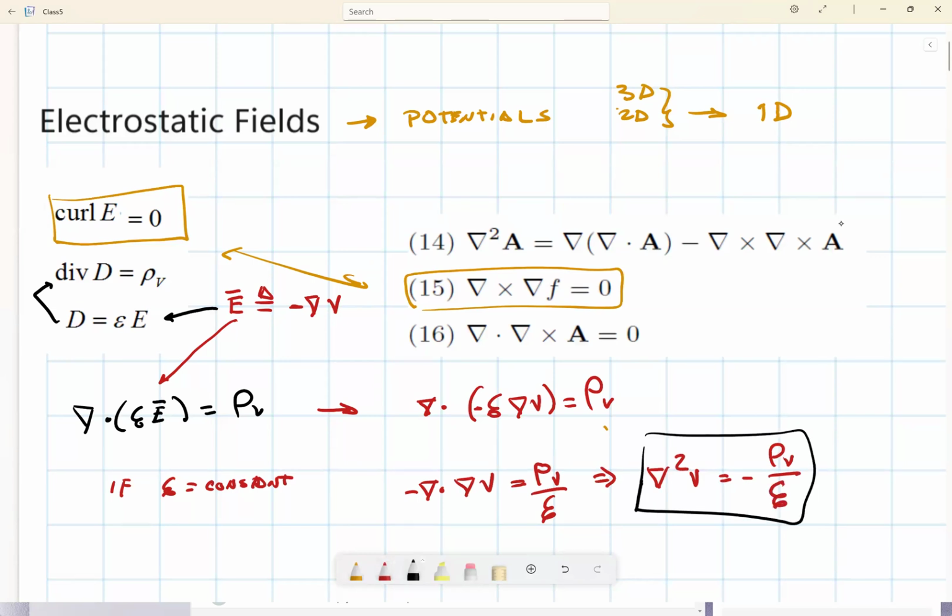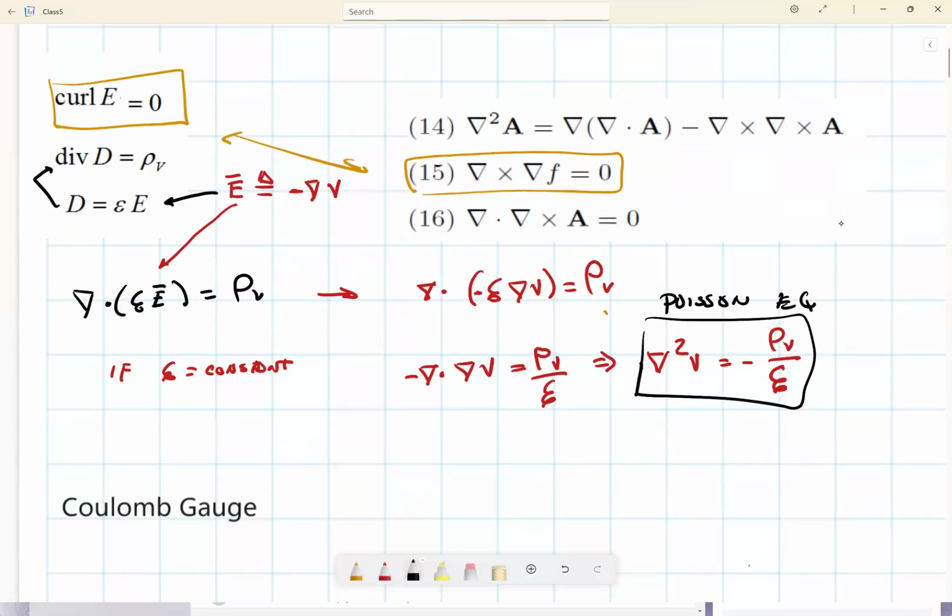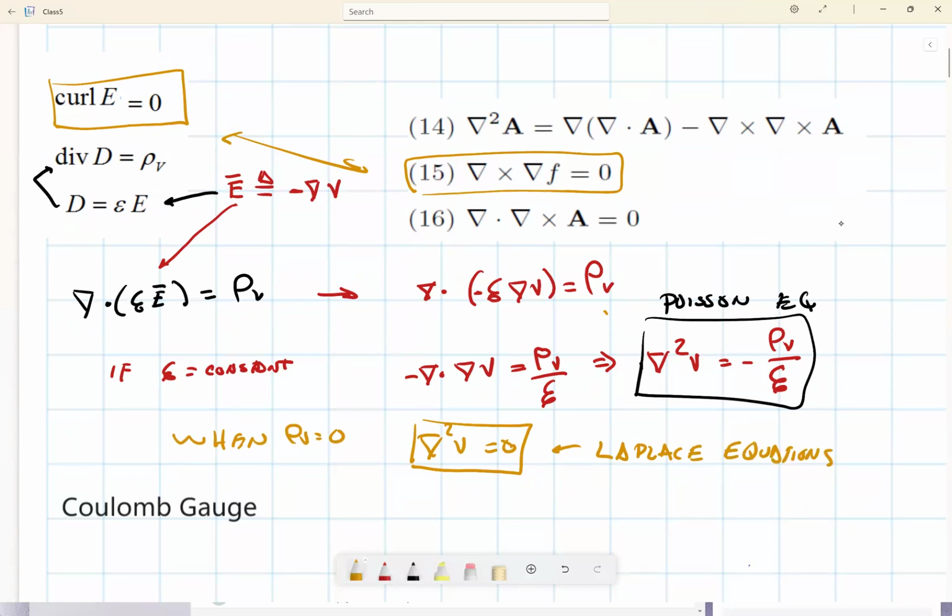Okay. This equation has the name Poisson equation. When rho V equals 0, it changes to the Laplace equation. Okay, and this is the Laplace equation. The names are meaningless. All of the methods we're going to use are applied equally, regardless of the name. It has the name of the person who worked on it. The solution to this equation was obtained by Laplace. That's why the equation carries his name.